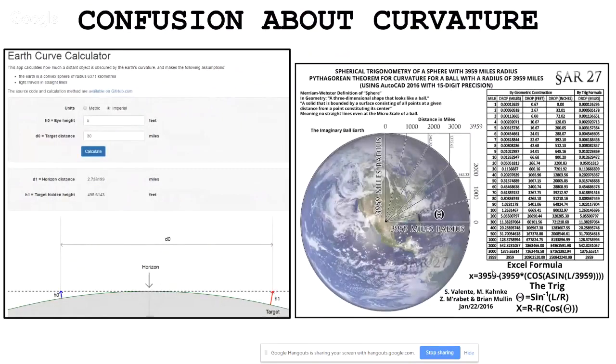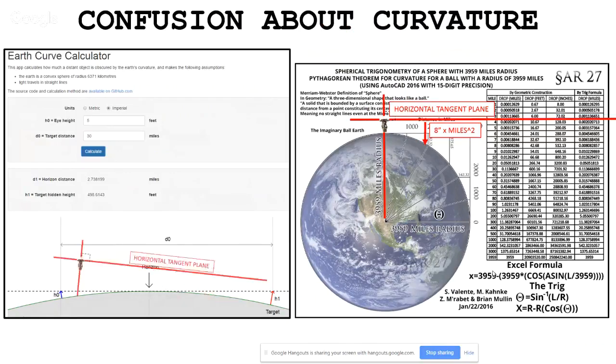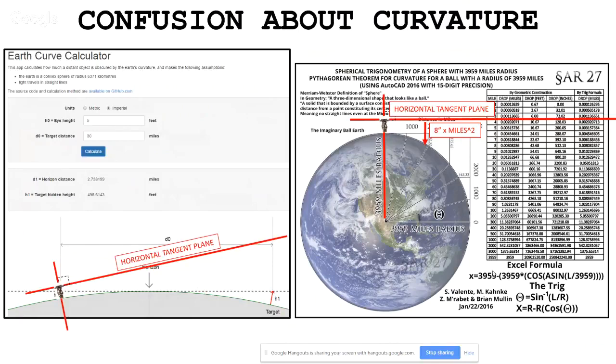Now, this comes out of the video I made, Confusion About Curvature. I forget the title, actually. But this is the important thing here, is establishing that horizontal plane. And that's what's shown in a lot of the photographs that I take. So there's your 8 inches times the mile squared. And that's what it looks like on a curved Earth. The horizontal tangent plane is going to be perpendicular to the vertical plumb line. That's the drop, 8 inches times the mile squared.